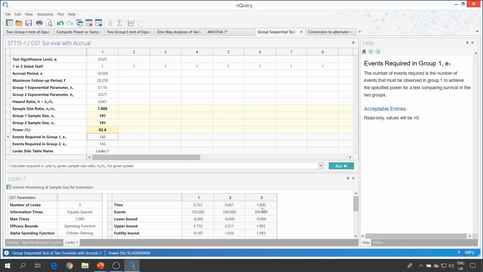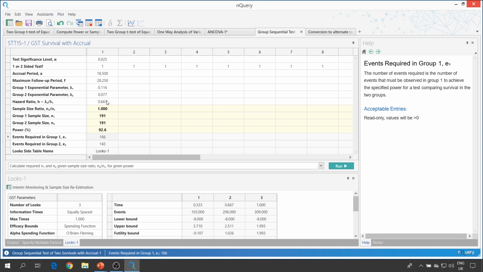And then the events have increased from around 282 up to 309. So that's obviously an increase of around 30, well, between 25 and 30. So you've increased the sample size upfront a little bit.